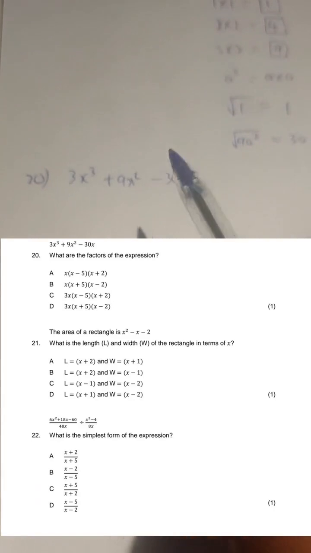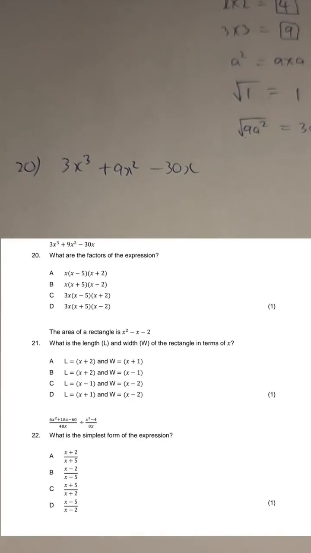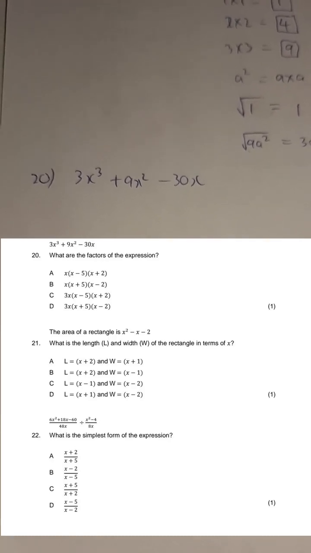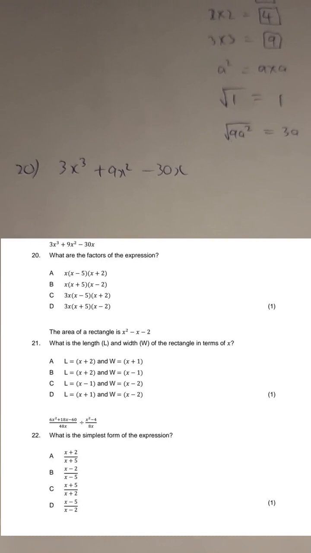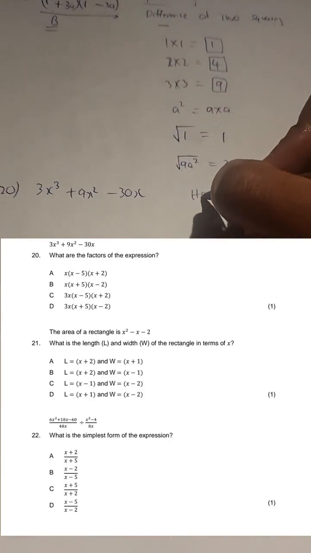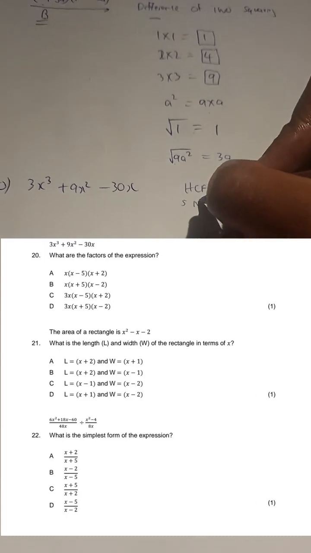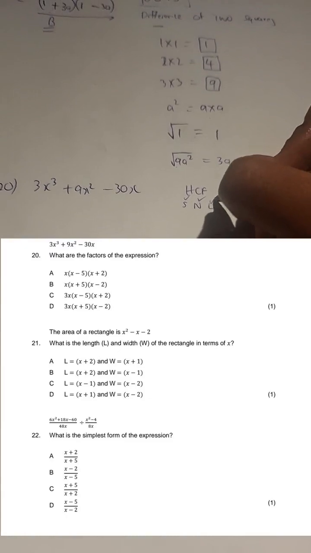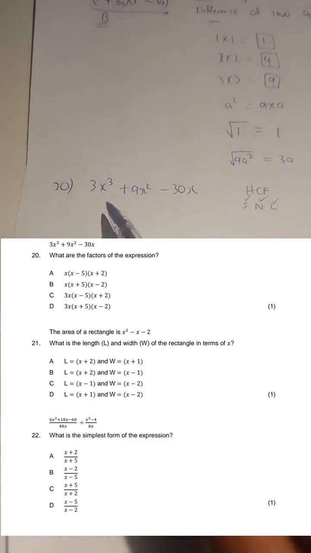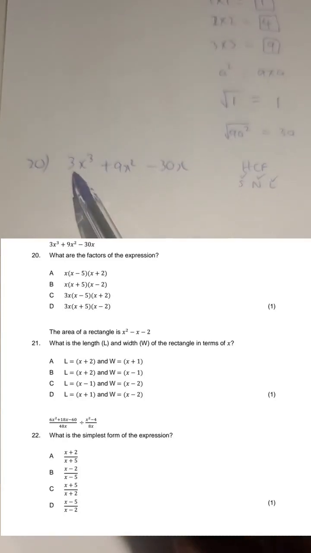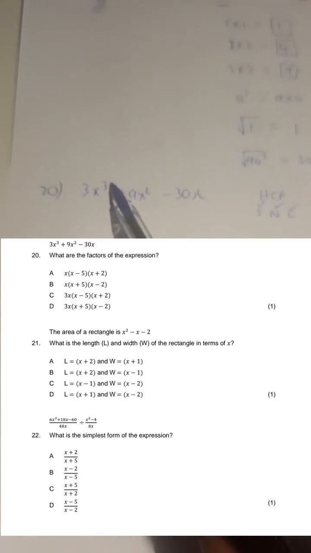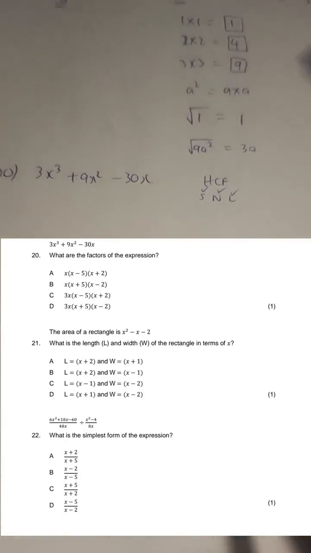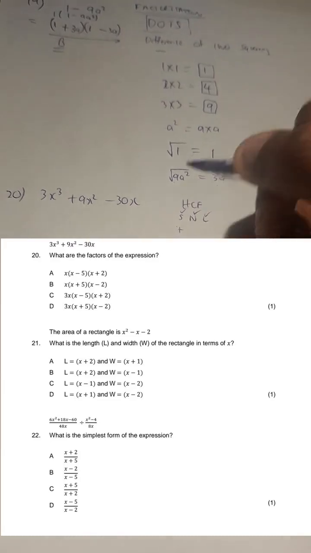So here, first and foremost, the first thing we always check when we are factorizing, we ask, is there a highest common factor? And remember, when I said the highest common factor, we check the highest common factor sign, we check the highest common factor number, we check the highest common factor letter. Highest common factor sign, the first term which has the highest degree of the expression is positive. So that means our highest common factor sign is positive.